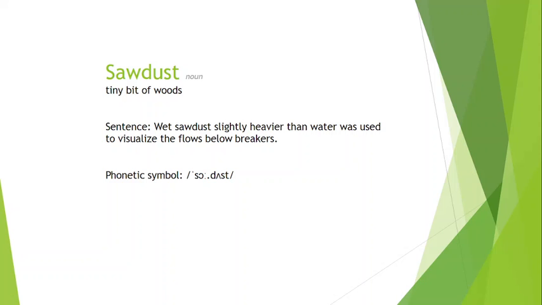Sawdust. Sawdust means tiny bits of wood, and it's a noun. The sentence of sawdust is: wet sawdust slightly heavier than water was used to visualize the flow below baker's. The sawdust phonetic symbol is here.